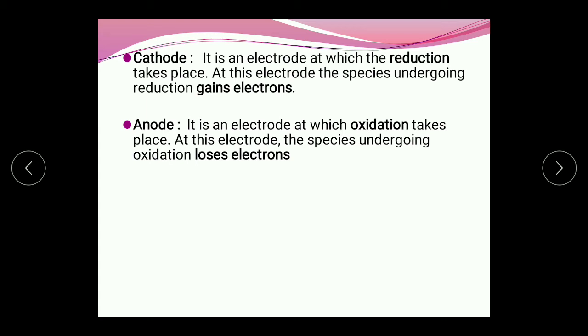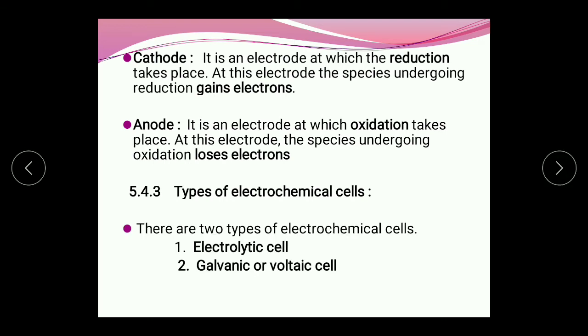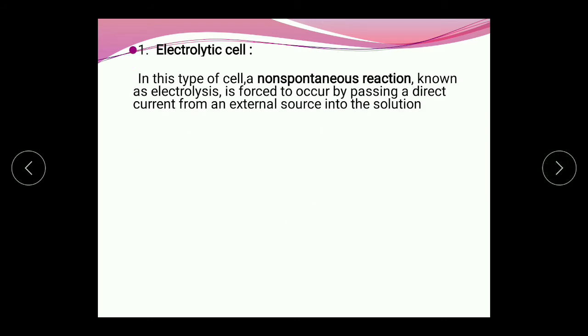But the electrochemical cells are also of two types. So we will see the types of electrochemical cells. The first type is electrolytic cell and the second is galvanic or voltaic cell. So let us see the first type, that is electrolytic cell. In this type of cell, a non-spontaneous reaction known as electrolysis is forced to occur by passing a direct current from an external source into the solution. So let us understand what exactly this means.